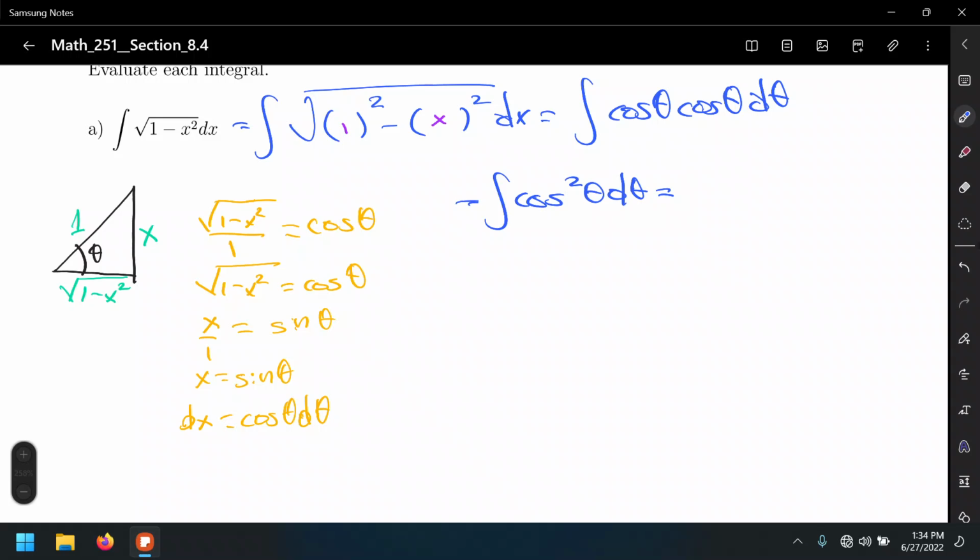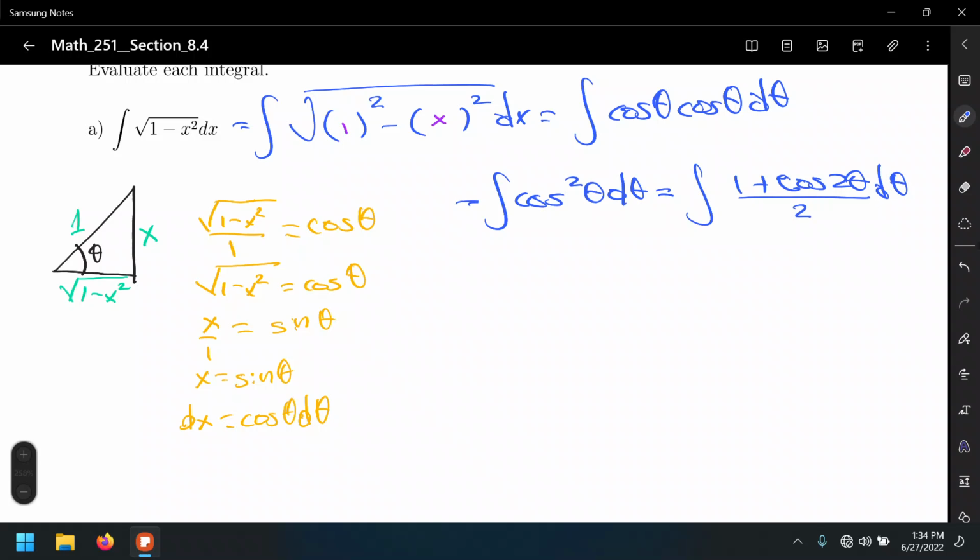Maybe we can use an identity. 1 minus sine. So the integral of 1 plus cosine 2 theta. So that's the power reduction formula.